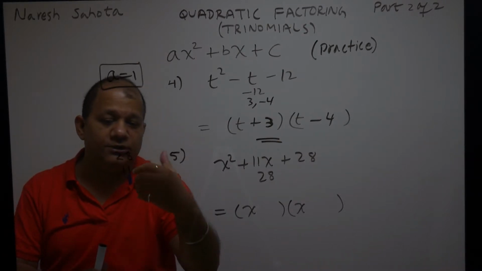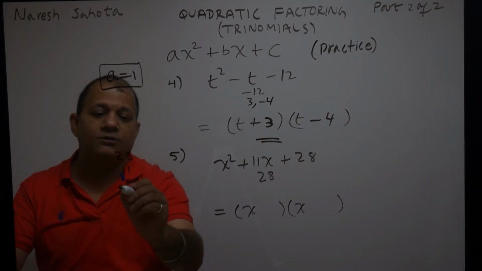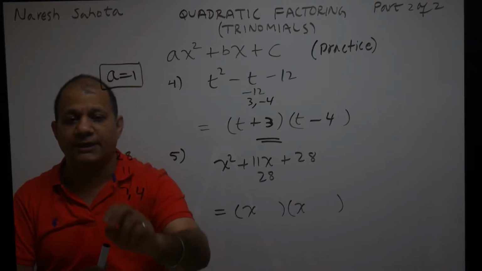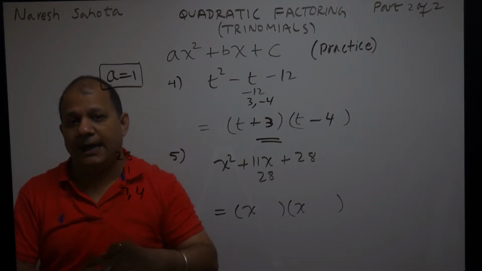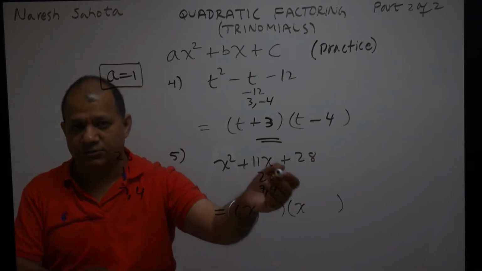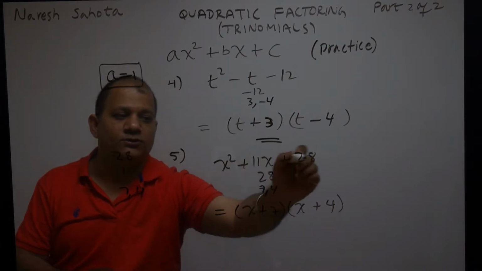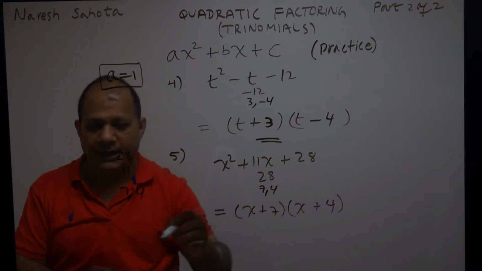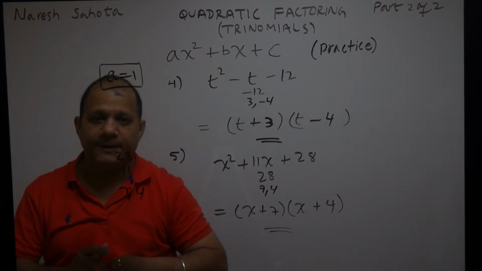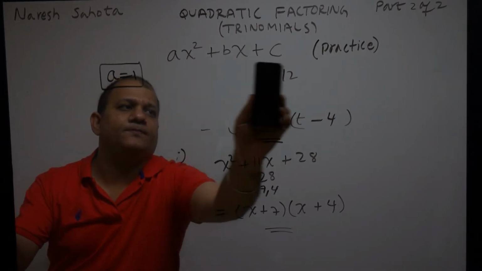There is 2 times 14, there is 7 times 4, so I'm just going to jump straight to 7 and 4, right? So 7 times 4 is 28, and 7 plus 4 add to give me 11, so that's what I want, 7 and 4. So this is pretty straightforward. So plus 7 here, plus 4 here, so the factors are x plus 7 and x plus 4. So that's the final answer there, okay? Alright, so let's continue.